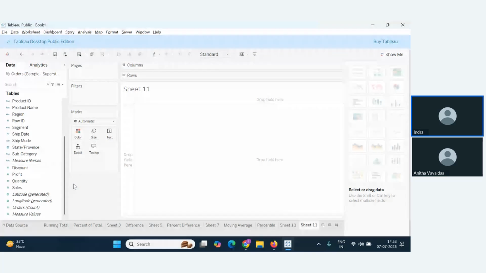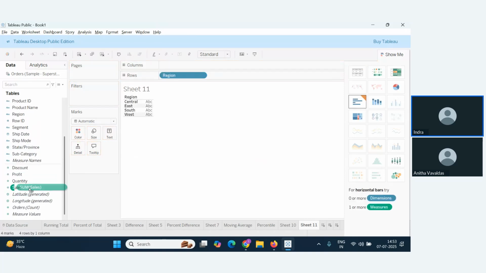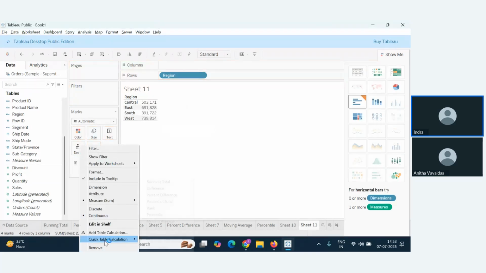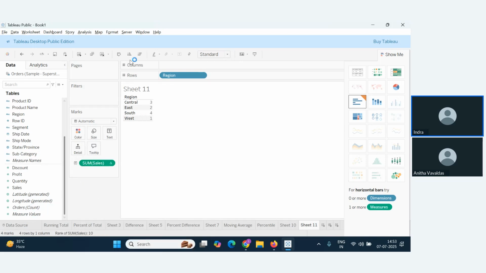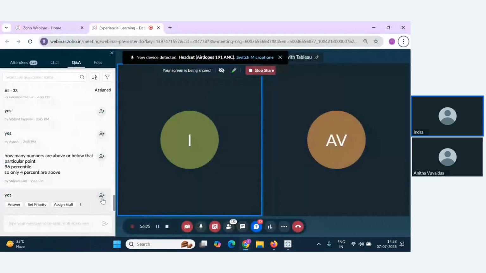So let's say I have region, then I have sales. I want to give the rank to this region. So I'll go to this drop down, table calculation. I will select rank. Now let me start by ascending order and give sales here. So you can see here, West region is having the highest sales, followed by East region, second rank, third is Central, and fourth is South.